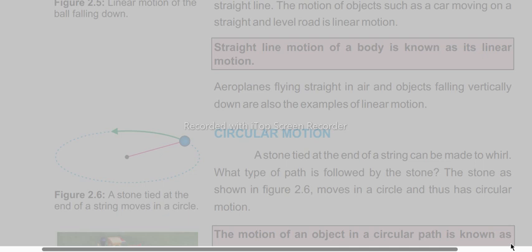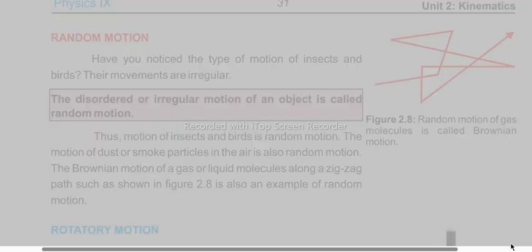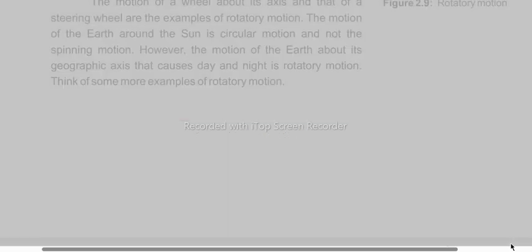Figure 2.5, linear motion of the ball falling down. Figure 2.6, a stone tied at the end of a string moves in a circle. Figure 2.7, a toy train moving on a circular track. Physics 931, Unit 2, Kinematics. Figure 2.8, random motion of gas molecules is called Brownian motion. Figure 2.9, rotatory motion.